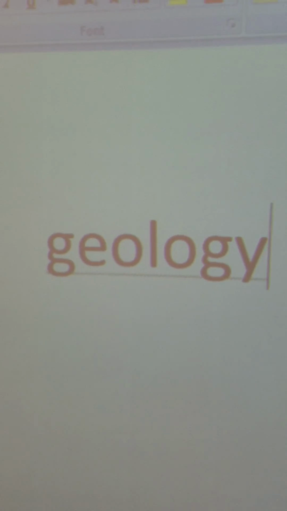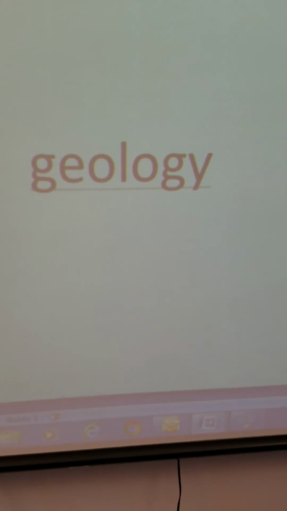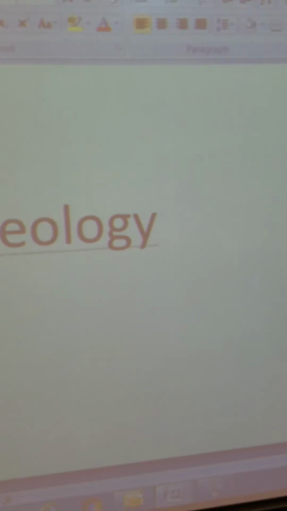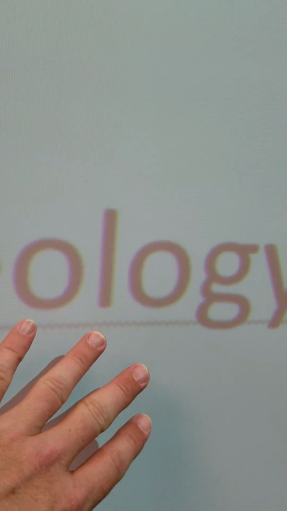Let's try another one. Okay, same thing. Using your cards with the meanings attached, let's go ahead and break down geology. What's the first root word that we're seeing? Geo, right. And what does geo mean? Okay, geo means rock. Ology, what did we come up with for that? Study, okay? So geology is the study of rocks. Everybody get the picture there?